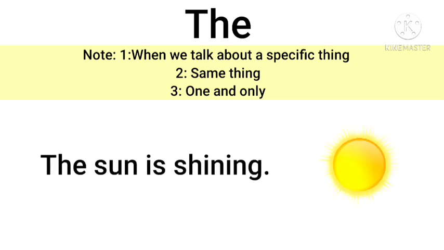Another example, the sun is shining. Note, we use the sun because sun is just one only thing according to the rule, because there is no other sun. So that's why we use the sun.